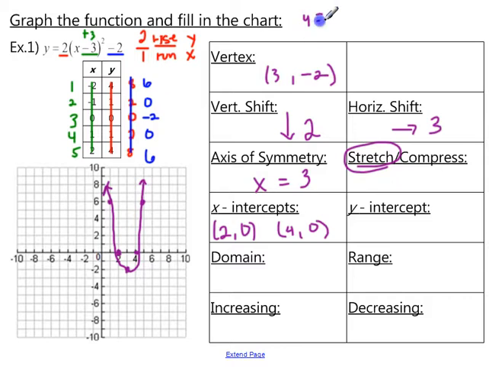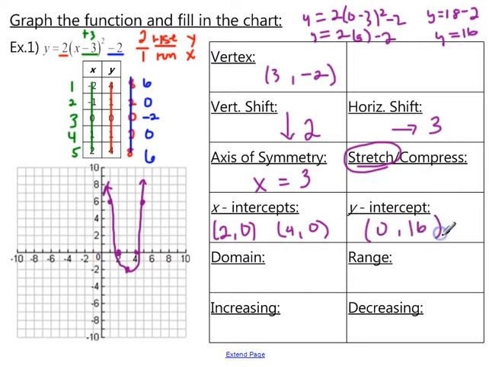So y equals 2 times 0 minus 3 squared minus 2. So we have 0 minus 3 is negative 3. Negative 3 squared is 9. 9 times 2 is going to be 18. 18 minus 2 gives us 16. So our y-intercept is going to be 0, 16.